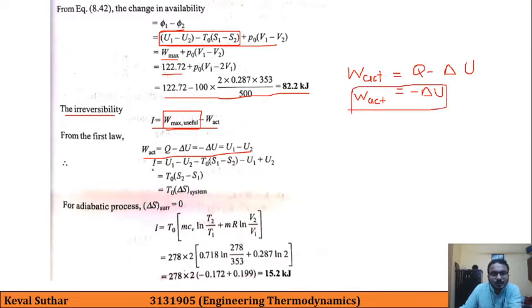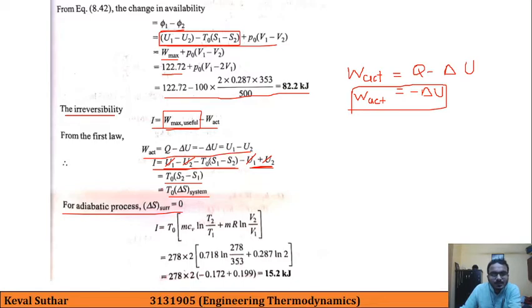And now we can write down I as U1 minus U2 minus T0 into S1 minus S2, that is, this formula is for W max. First formula is W max, and this is minus delta U. So finally this will get eliminated, U1 with U2. So we are only left with this formula, that is T0 into delta S system. For adiabatic process, delta S surrounding will be 0.